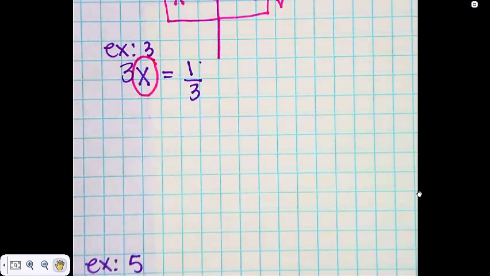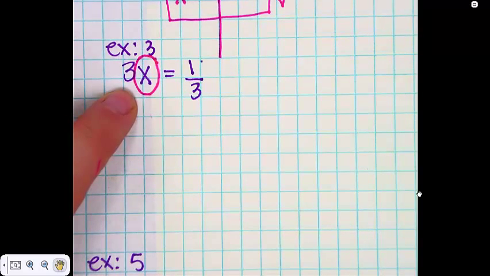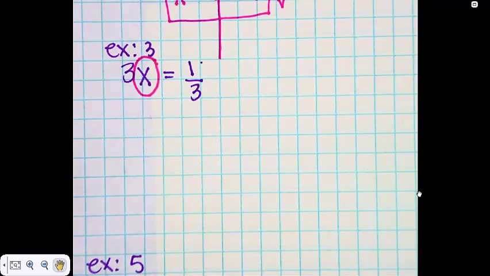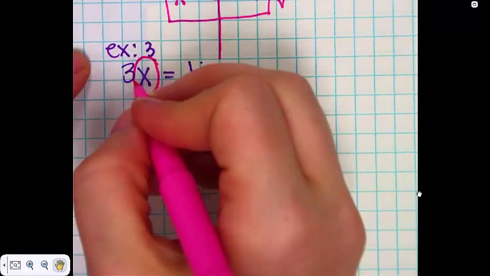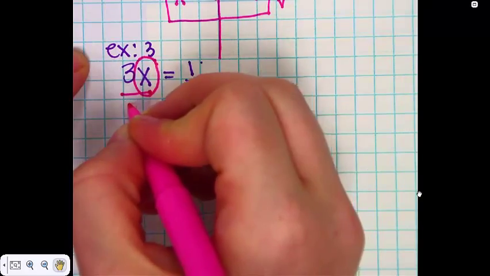And remember on our other side of our paper we just said to recognize addition it's going to be two terms next to one another. So this is multiplication. The inverse of multiplication, that's right, it's division. So we're going to divide both sides by 3.